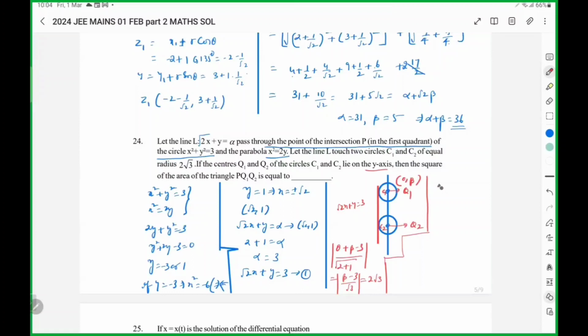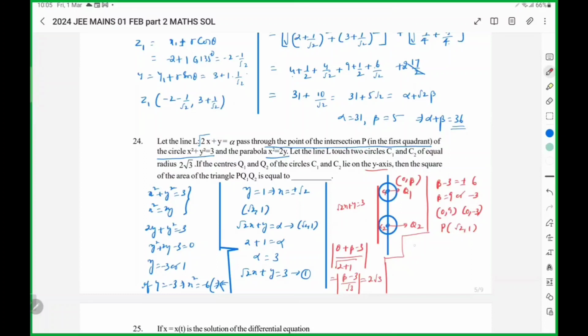So now beta minus 3 will be plus or minus 6. Beta is 9 or minus 3. So one coordinate is 0 comma 9, the other coordinate is 0 comma minus 3, and P is root 2 comma 1.